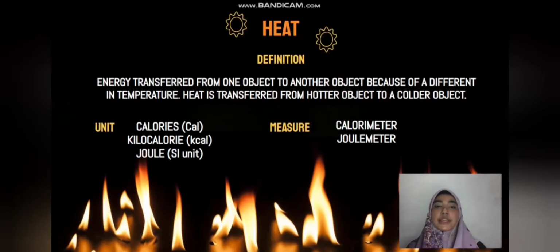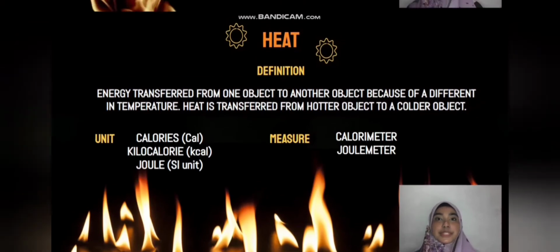Definition of heat: energy transfer from one object to another object because of a difference in temperature. Heat is transferred from a hotter object to a colder object. Heat can be measured in units of calories, kilocalories, and joules. It can be measured by using a calorimeter or joule meter.